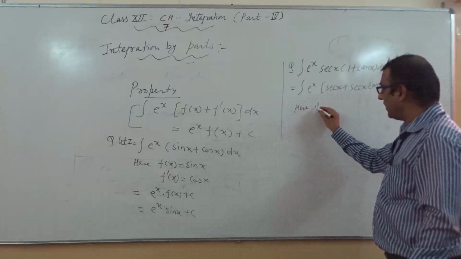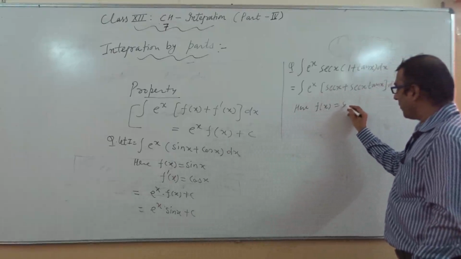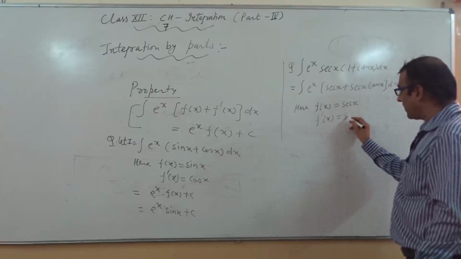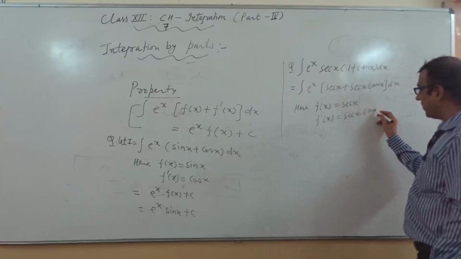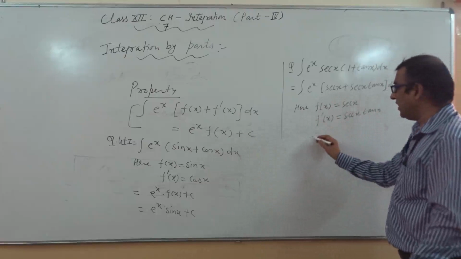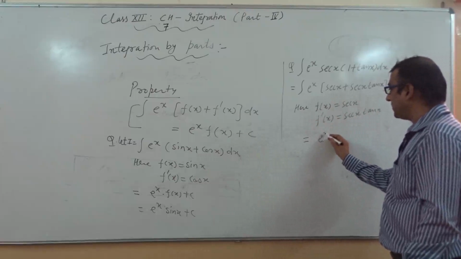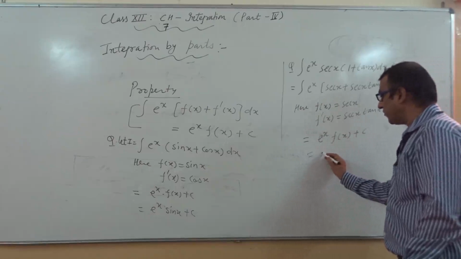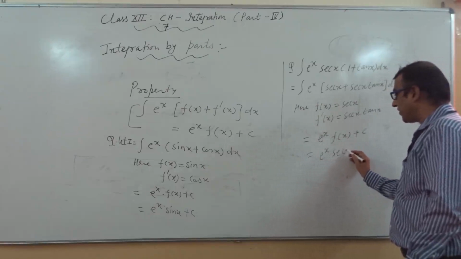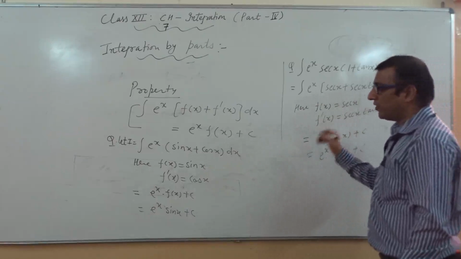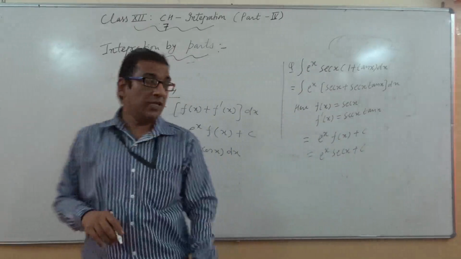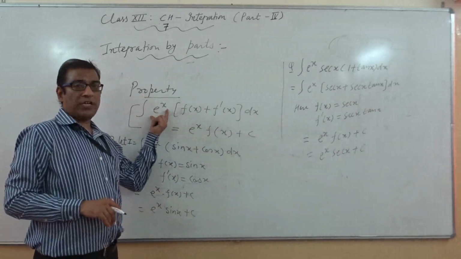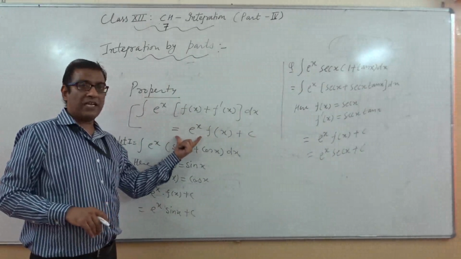Here f(x) is sec x and its differentiation is sec x tan x. With the help of this formula, it can be written as e raised to the power x f(x) plus c. At last we put the value of f(x), so this is e raised to the power x sec x plus c. So this is the way of solving the question when the function and its derivative are both given with the exponential function. Then we use this formula directly.